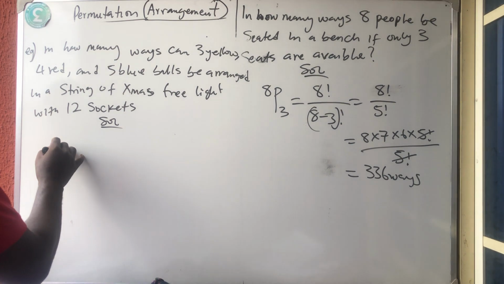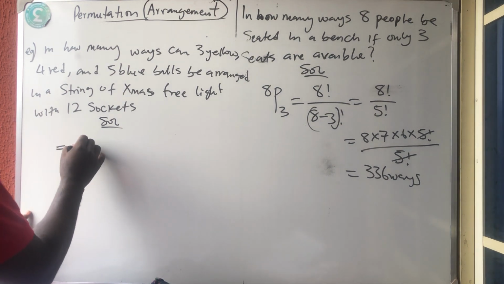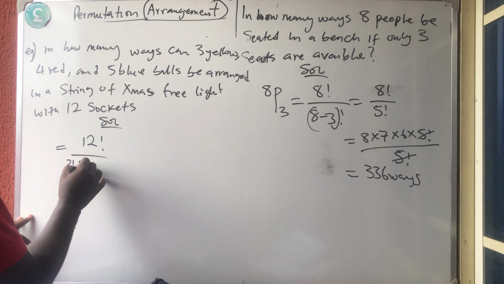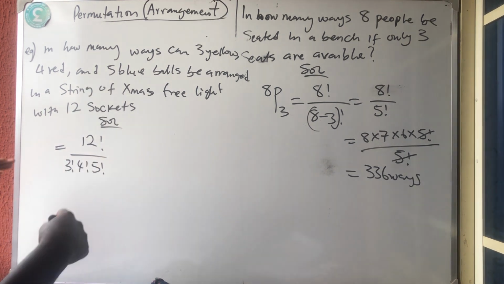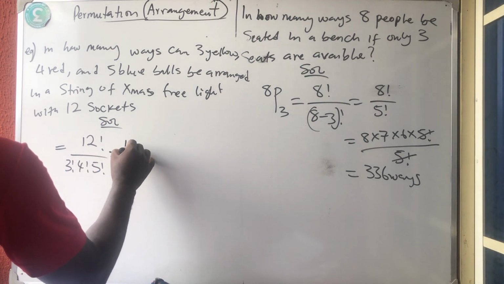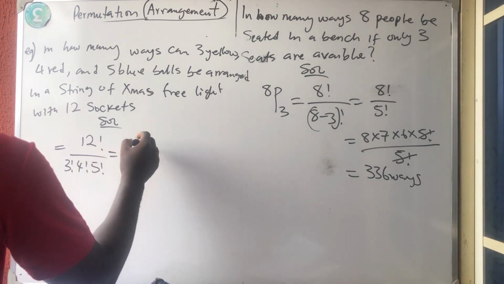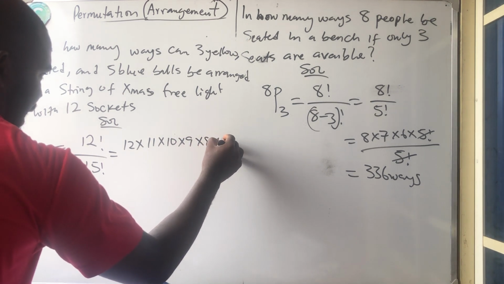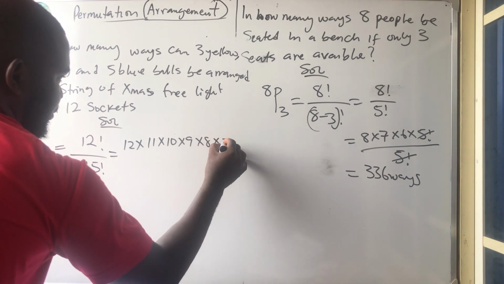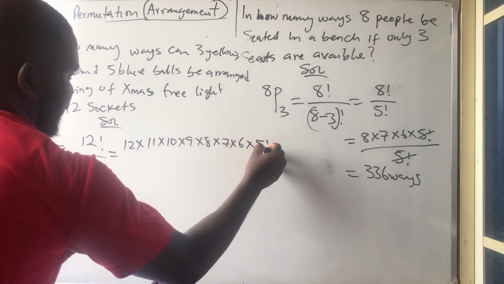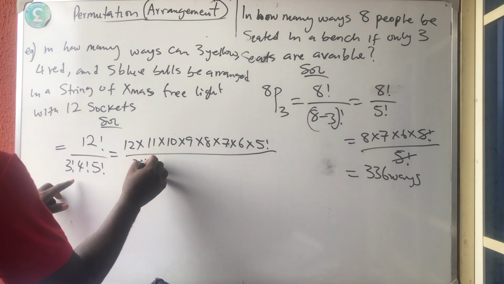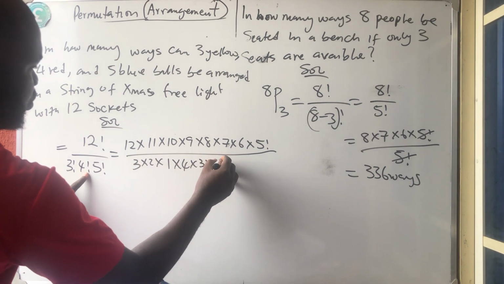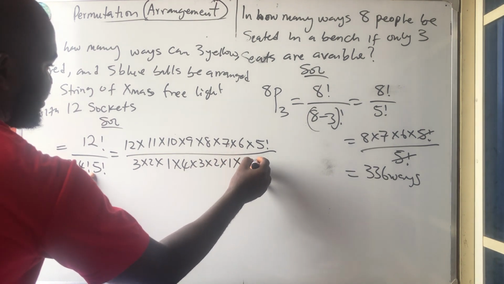So the solution is very simple. The solution is simply 12, the total, 12 factorial all over 3 factorial, 4 factorial, and 5 factorial. As simple as that. And my answer becomes what? 12 times 11 times 10 times 9 times 8 times 7 times 6 times 5 factorial, all over 3 times 2 times 1 for this one, times 4 times 3 times 2 times 1 for this one, then times 5 factorial.